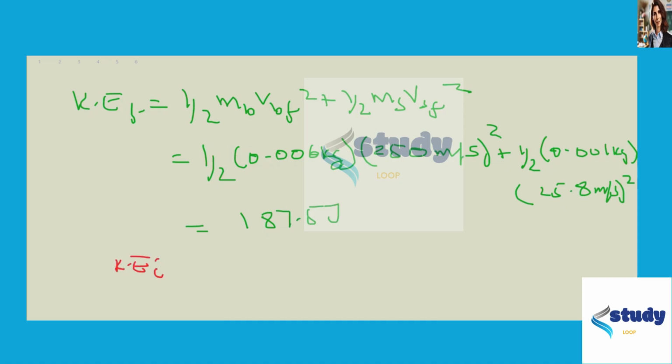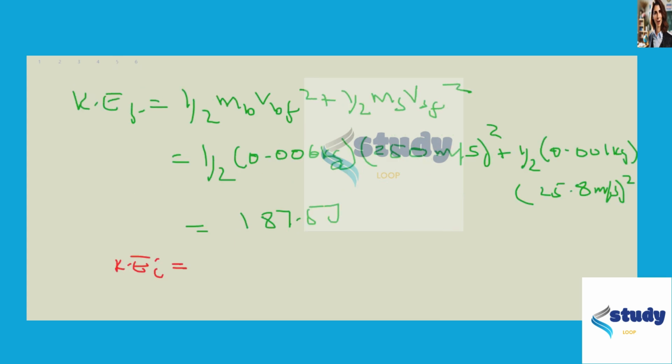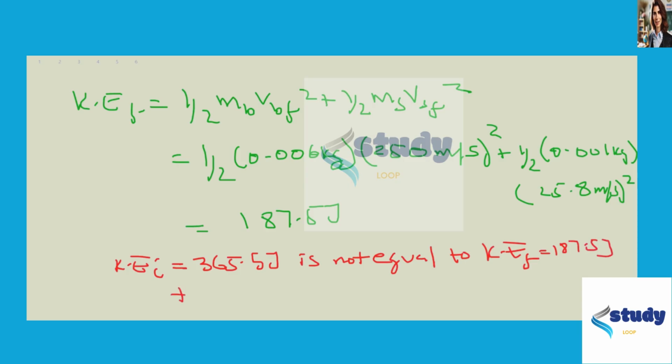And therefore, we're going to say the initial kinetic energy, which happens to be 367.5, is not equal to the final kinetic energy, which happens to be 187.5 joules. And so we say the collision is not perfectly elastic.